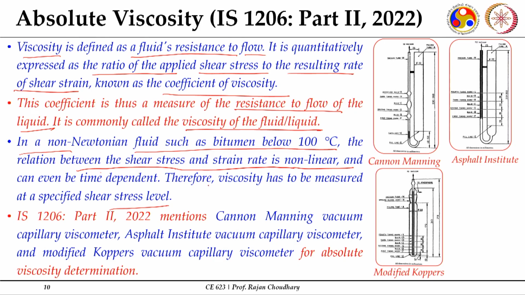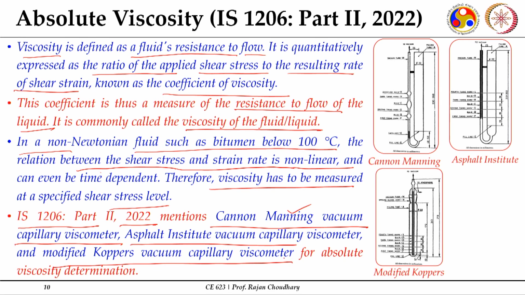So, the temperature which is recommended is 60 degree centigrade. For this, the code which is referred is IS 1206 part 2, 2022 version, and it mentions three types of vacuum capillary viscometers. One is Cannon-Manning, which is the most widely used, Asphalt Institute vacuum capillary viscometer, and modified Koppers vacuum capillary viscometer. These are the pictures of these three types of capillary viscometers, which are used to measure the viscosity of your bitumen.